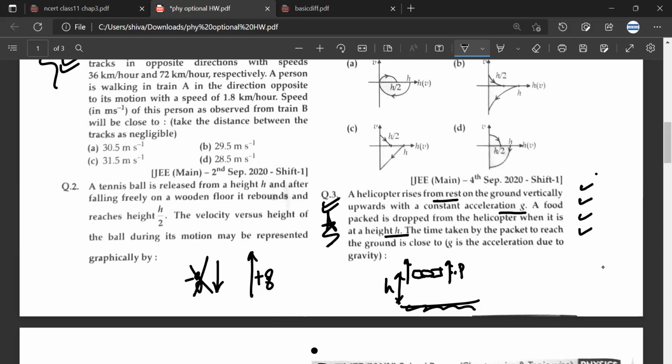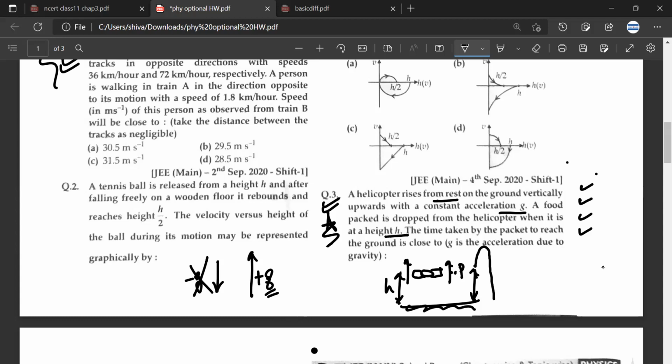Till this point, the packet had an acceleration g. But once it is set free, now it will be falling like this. Have we understood this? Yeah. Any doubt till here? No. Okay. The time taken by the packet to reach the ground is close to.